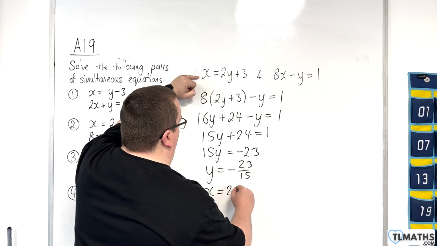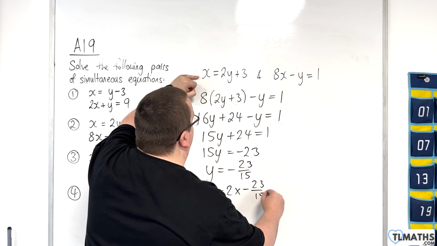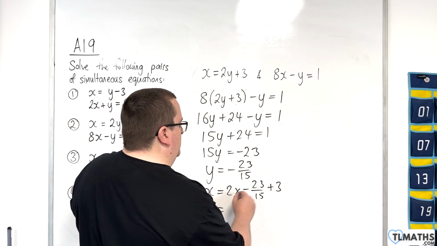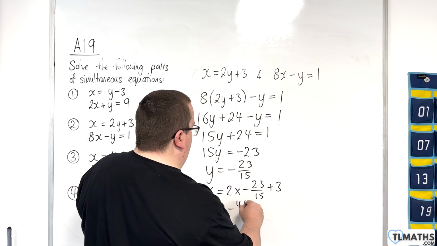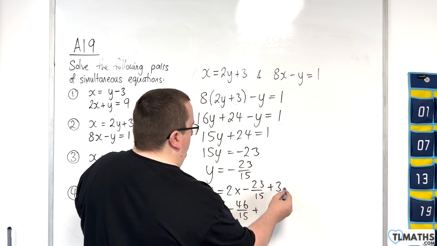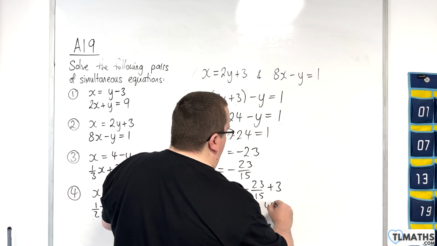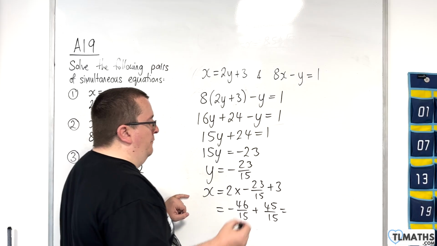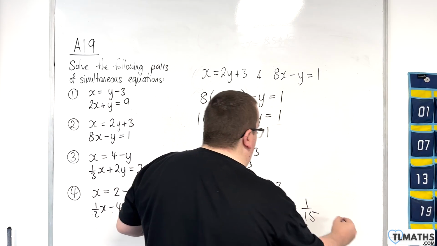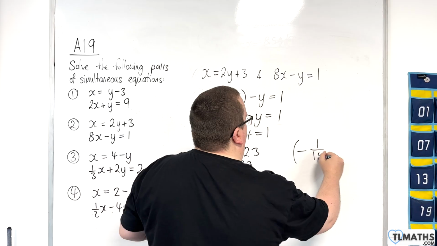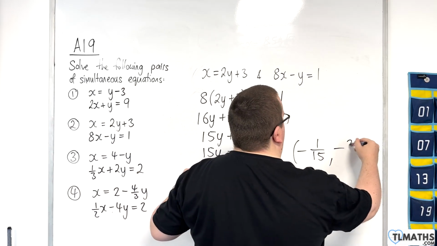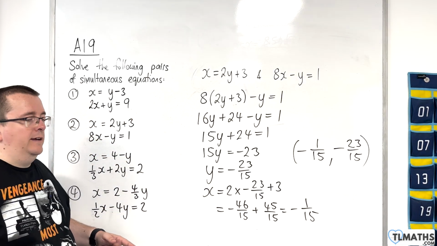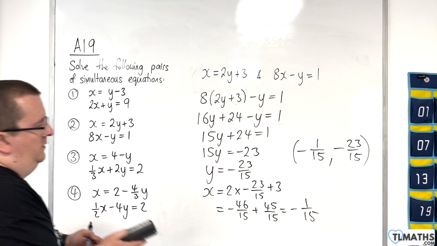So x is equal to 2 lots of minus 23 over 15 plus 3. Okay, so 2 lots of minus 23 over 15 is minus 46 over 15. 3 is 45 over 15. So minus 46 over 15 plus 45 over 15 is minus 1 over 15. So the x value is minus 1 over 15. Y is minus 23 over 15. And they're the coordinates of where those two lines intersect. Okay.